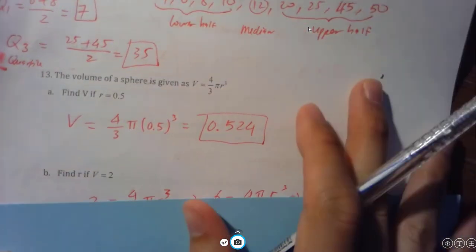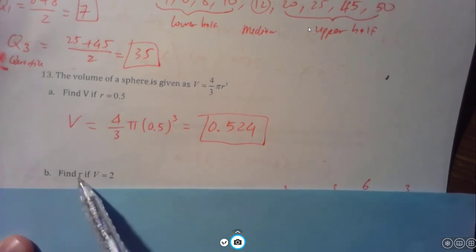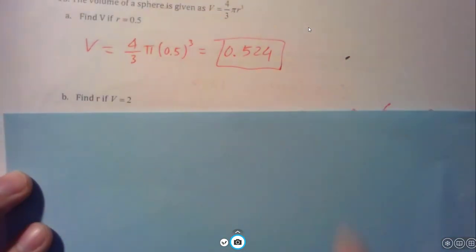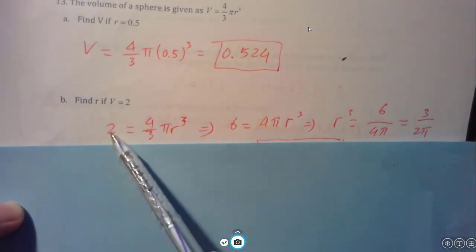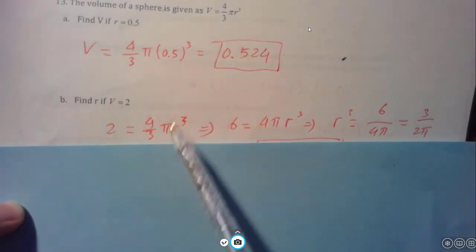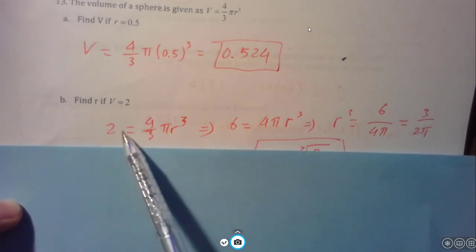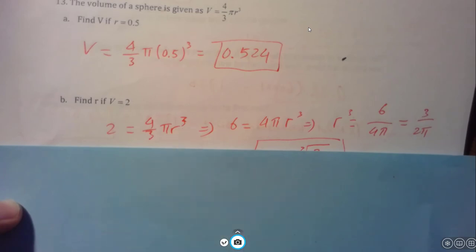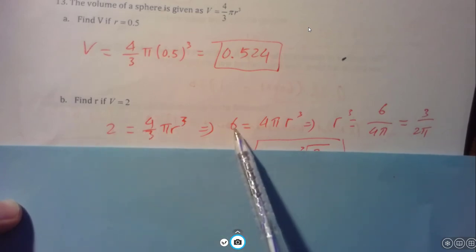Okay, the last question for this part here. Find r when V is equal to 2. So this time we do it the other way around. We know that in this equation V is now 2, and we are looking for r. So to solve for r, I multiply by 3 on both sides to get rid of the 3 at the bottom. So I multiply 3 here and 3 here, and the 3s cancel out. 3 times 2 is 6. So I have 6 equals 4 pi r cubed.